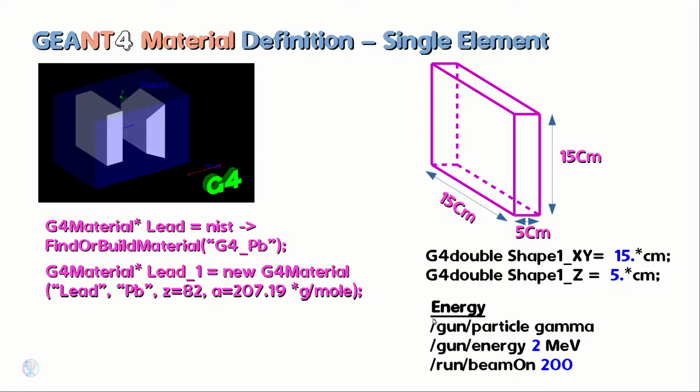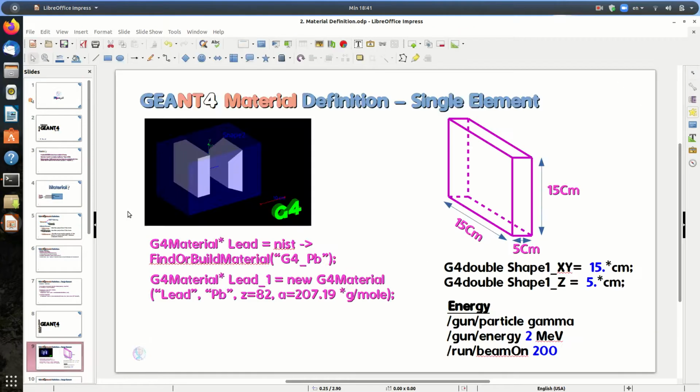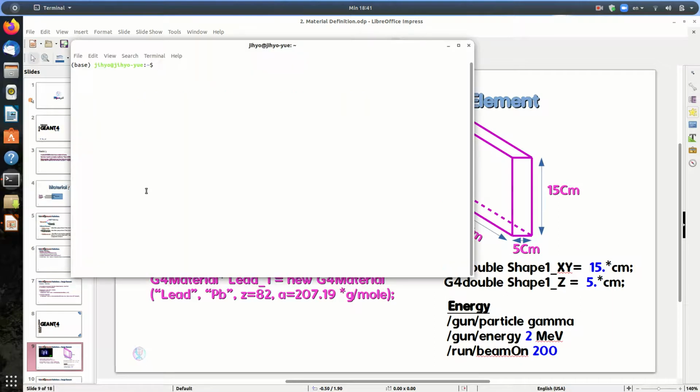Okay, this is the energy that we are going to use during our simulation today. We will use gamma with 2 mega electron volt of energy, and there will be 200 gamma particles during this simulation. Okay, now we can go forward to the simulation.